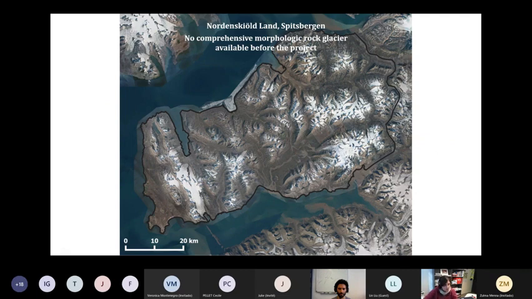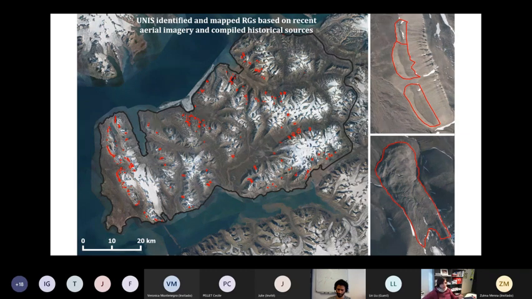Before we started the project, but UNIS was on board, was part of the project, so the main task of UNIS was to do this morphologic inventory before we actually started to add a kinematic attribute in there. So they did this work and mapped rock glaciers based on recent aerial imagery and also some historical sources. So some people had started to inventory the landforms.